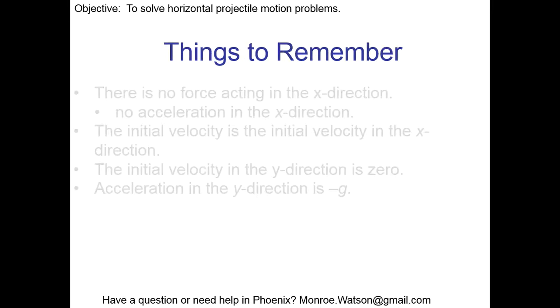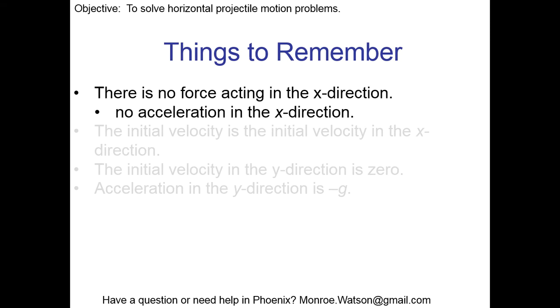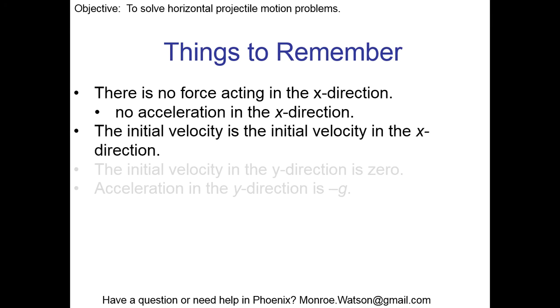Okay, so here's some things to remember. First of all, we want to remember that there is no force acting in the x direction. Because there are no forces acting in the x direction, there's going to be no acceleration in the x direction. So all of our problems can deal with a constant velocity in the x direction. The initial velocity is going to be the initial velocity in the x direction. So if you shoot something horizontally or throw something horizontally, the velocity given in the problem is your initial velocity in the x direction.